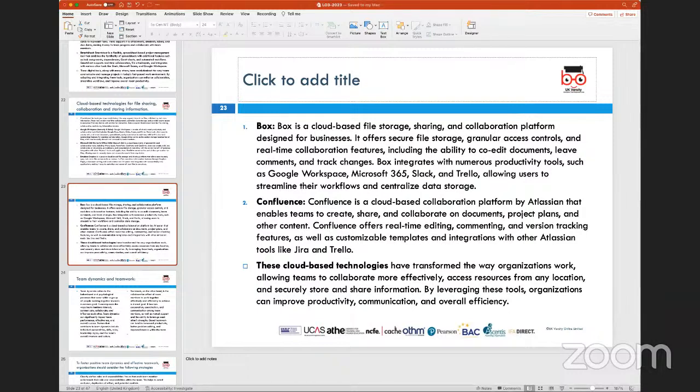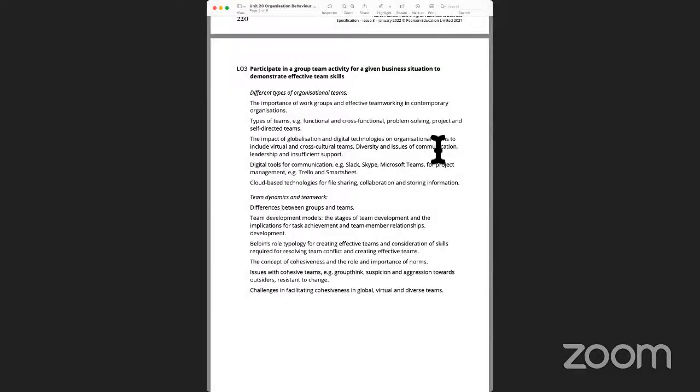Now, at this stage, what I would do is primarily stop for today. The reason I would do that is if I switch you over to the unit specification, we have covered the first part of learning outcome 3. It covers things like different forms of teams, why we need to work, and the importance of work groups and teams. We look at different types of teams that we've discussed, the impact of technology, and in some cases, why we need to use technology to make sure effective team working can happen.